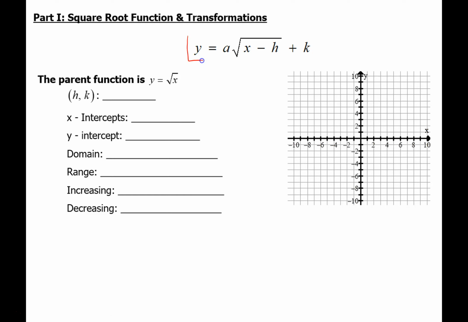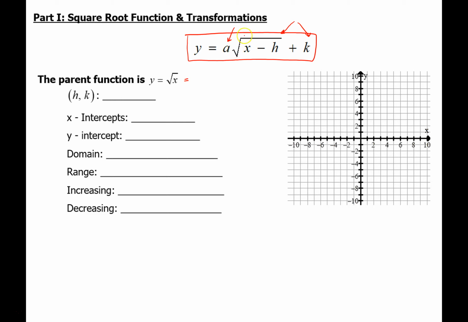You will notice that this formula that I've given you here has a lot of familiar pieces. It has the a value, which is the vertical stretch or compression, and we still have h and k, which is going to give us our starting point, our initiating point here. So if we look at our parent function, y is equal to the square root of x, if I think about what a, h, and k are, I'm going to rewrite this.